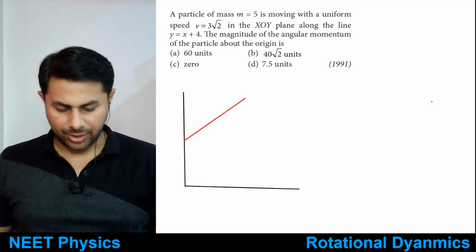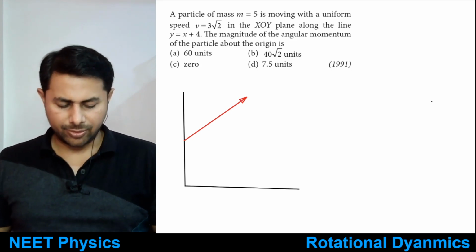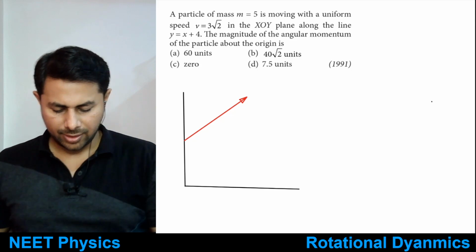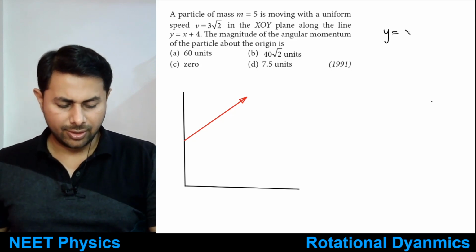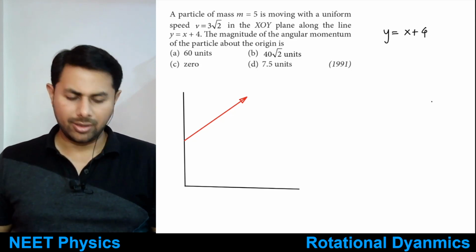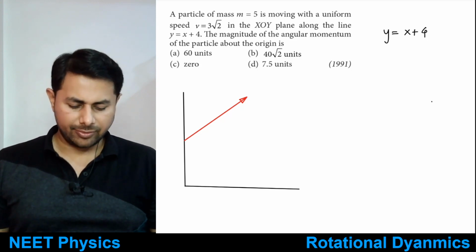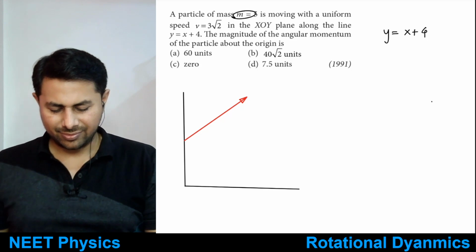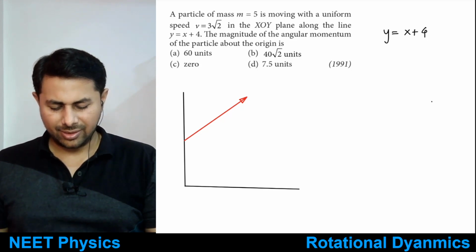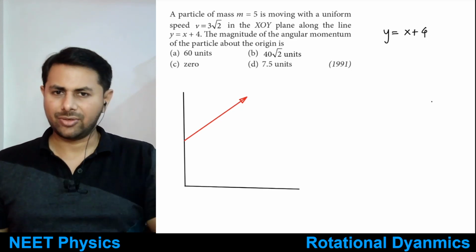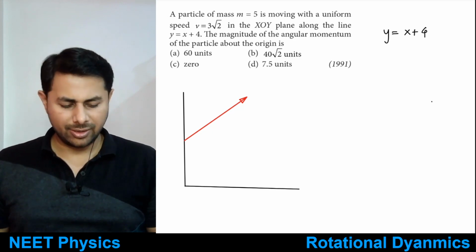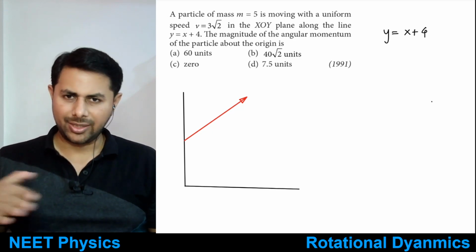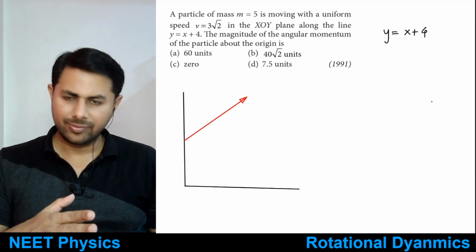So this is a good question. This is the line, suppose, y is equal to x plus 4. So we get two things from this line. What's given? Mass is given, speed is given, and the line along which it moves is given. So we can find out in what direction it's moving.